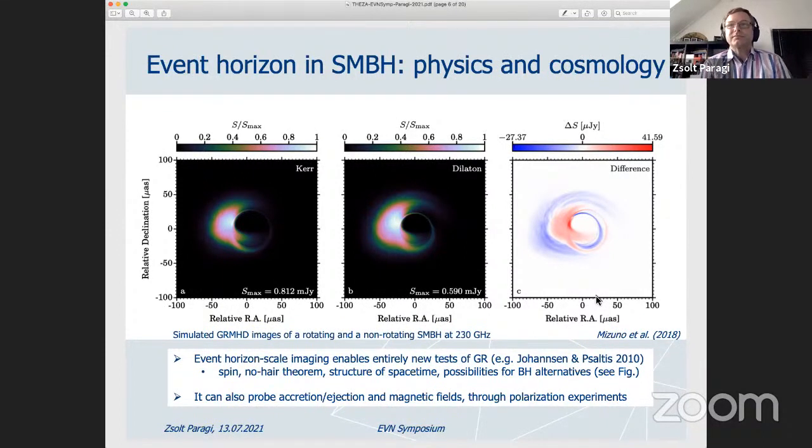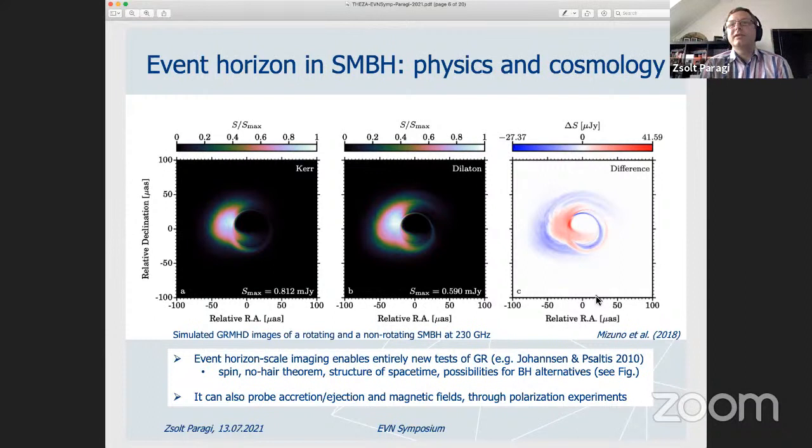But of course, we would like to improve the fidelity and resolution of these results, so we can probe GR in more detail. If you have a resolution that can probe event horizon scales and high-fidelity images, then it opens up an entirely new set of tests for general relativity. You can measure the spin of the black hole very accurately and probe the no-hair theorem.